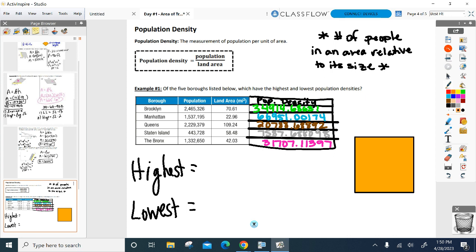All right. So you look at your results. The borough with the highest population density, Manhattan. And the one with the lowest, Staten Island. 77,587 is what I got for Manhattan, versus the rest are in the 10,000s.